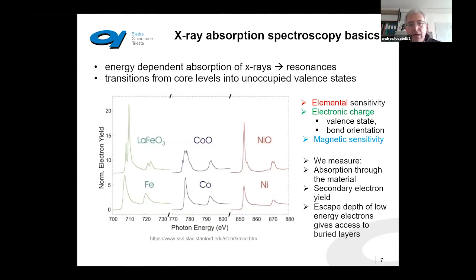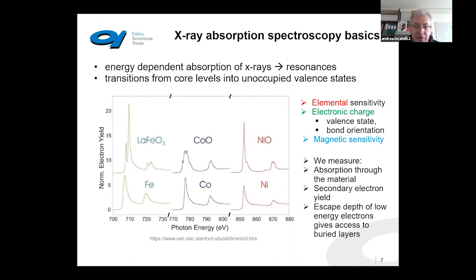The other tool that we frequently use, and is very often available on beamlines which are specialized in X-ray photoelectron spectroscopy, is X-ray absorption spectroscopy. And as you can see here, there are energy-dependent resonances which arise from transitions from core level into unoccupied valence states. And they give you an enormous insight on the composition of the sample.